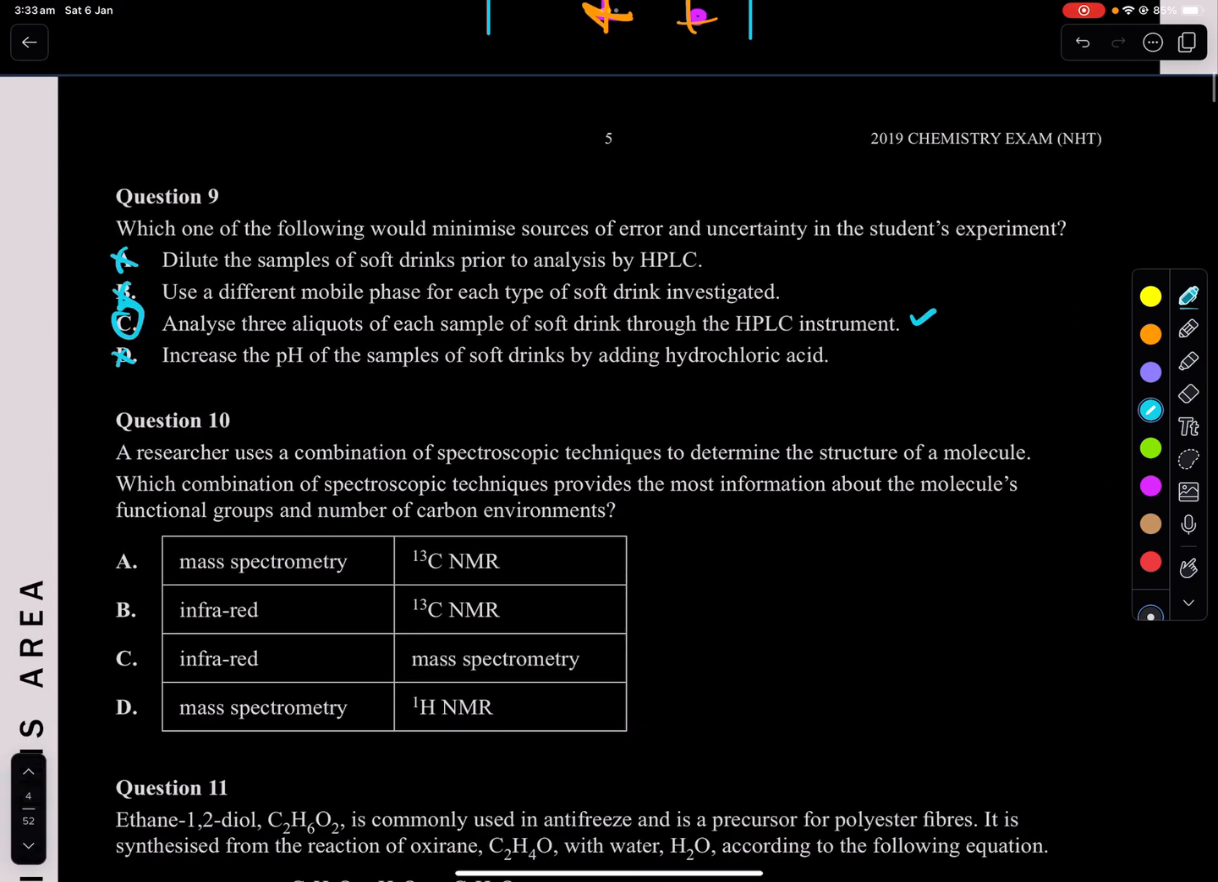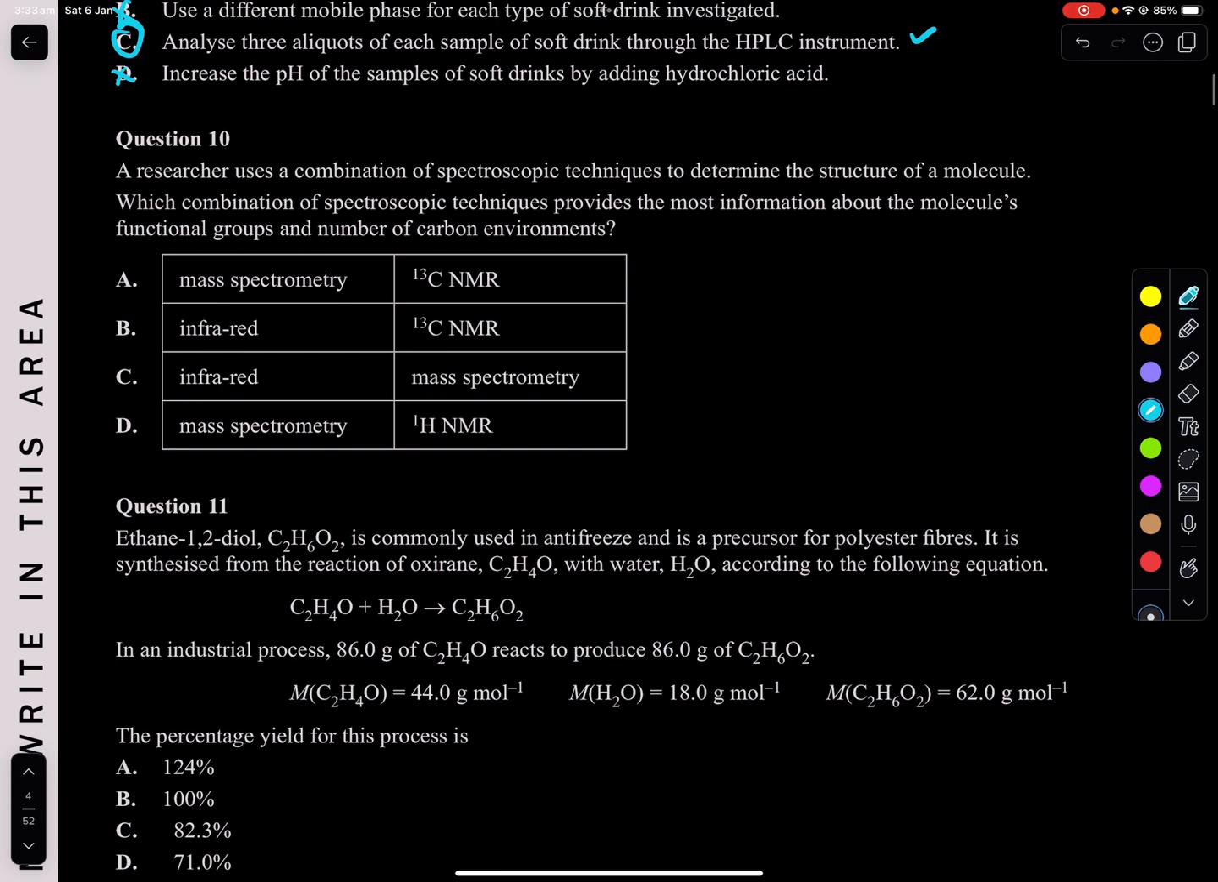A nice question. Question 10. A researcher uses a combination of spectroscopic techniques to determine the structure of a molecule. Which combination of spectroscopic techniques provides the most information about the molecule's functional groups and number of carbon environments? You should straight away know. When we're talking about carbon environment, it is carbon NMR. Straight away, 13 carbon NMR. When you're talking about functional group, the one that gives us that is the infrared.